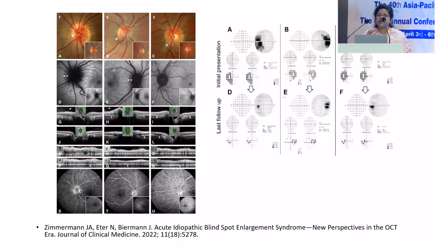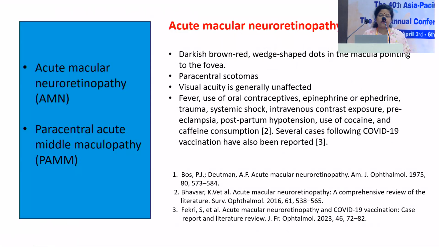Actually that is a retinal disease affecting the optic nerve, and you can see that the edema is not very prominent, but you can see how the blind spot is enlarged. Use of steroid is also controversial, you can use steroid or not, but it improves. So this is acute idiopathic blind spot enlargement.